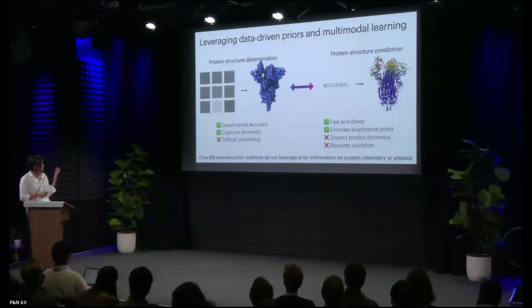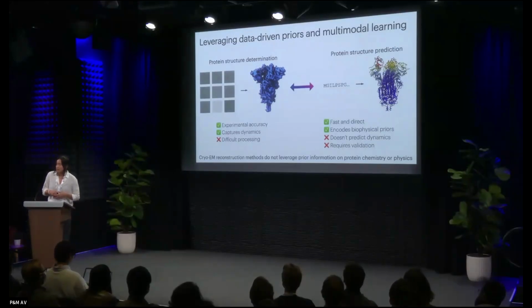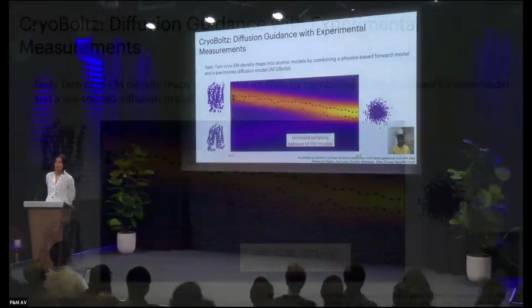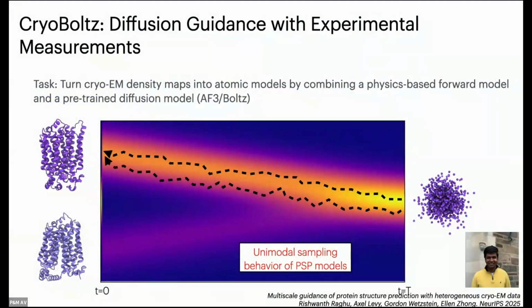On the other hand, cryo-EM reconstructions are experimental measurements. We capture the dynamics or the ensemble, but we currently do not leverage any prior information on protein chemistry or physics. You can also find Rish, who is somewhere here. This was just presented at NeurIPS a couple days ago. In cryobolts, we are using diffusion-based protein structure prediction models as a prior for this problem of atomic modeling in cryo-EM.